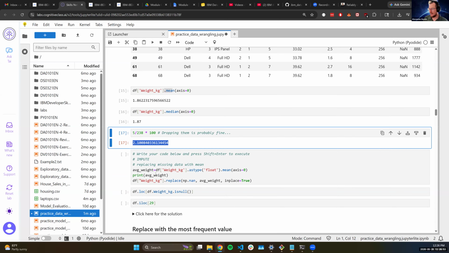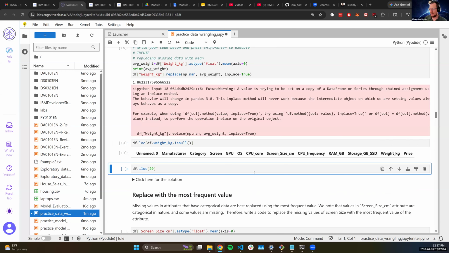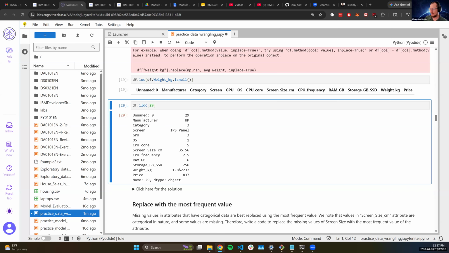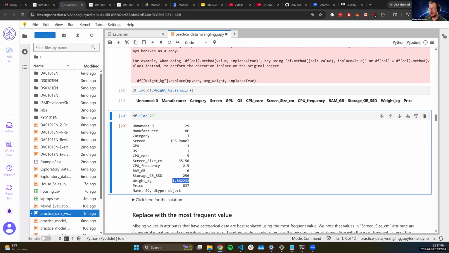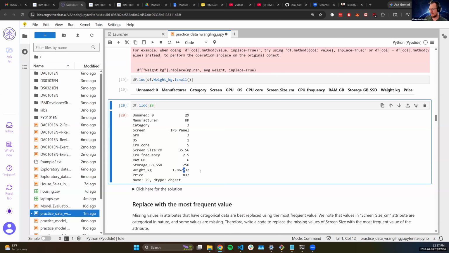All right, so let's start imputation here. What I'm doing is grabbing the average weight of a laptop, and then I'm replacing the null values with that average weight. And now if I try and filter my data frame, you'll see that there are no rows where the weight is null. Hooray. And if I look at one of the rows here, you'll see that we've imputed the weight with that average, that 1.8622 value. Cool.